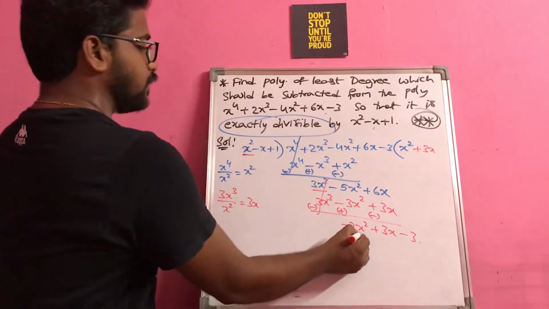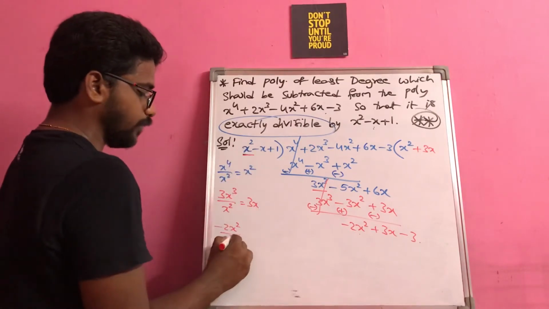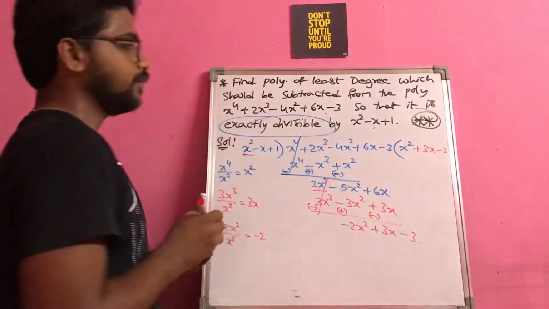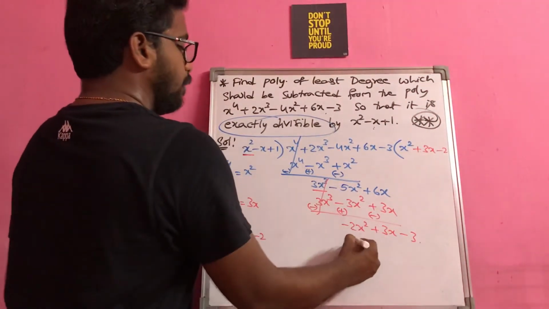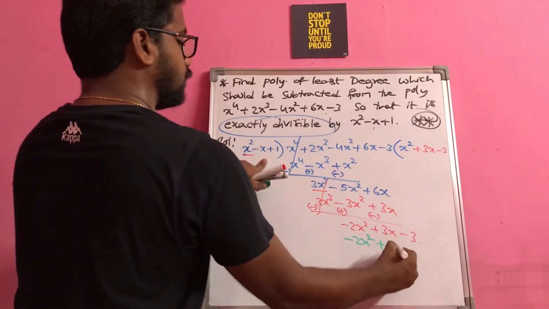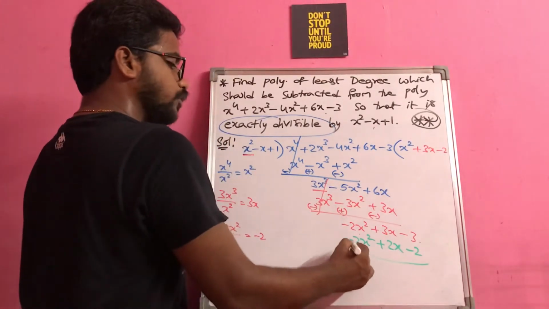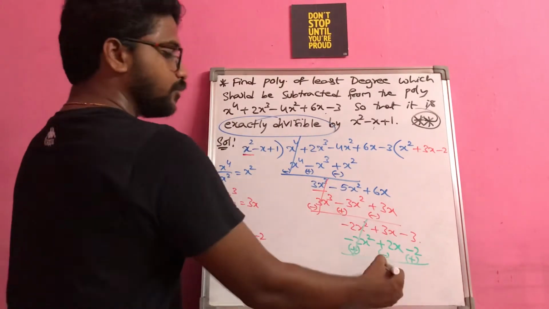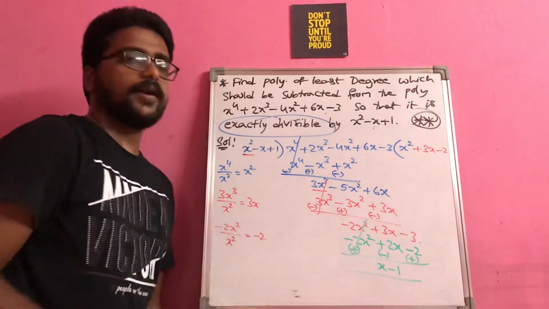So now again the first term here is minus 2x square. The first term here is plus x square. I am getting minus 2, so I have to place here minus 2. Now multiply with that minus 2. You will be getting minus 2x square. Minus 2 into minus x is plus 2x. Minus 2 into plus 1 is minus 2. So if you do the subtraction, this will get cancelled. So 3x minus 2x is x. Minus 3 plus 2 is minus 1. Right?